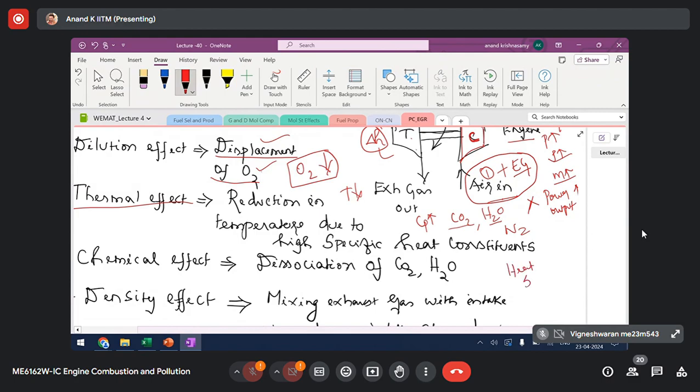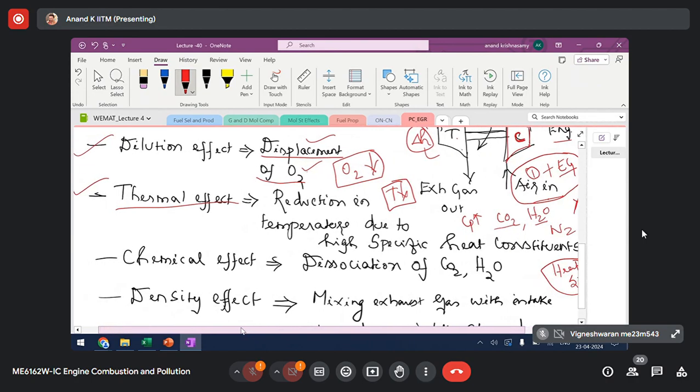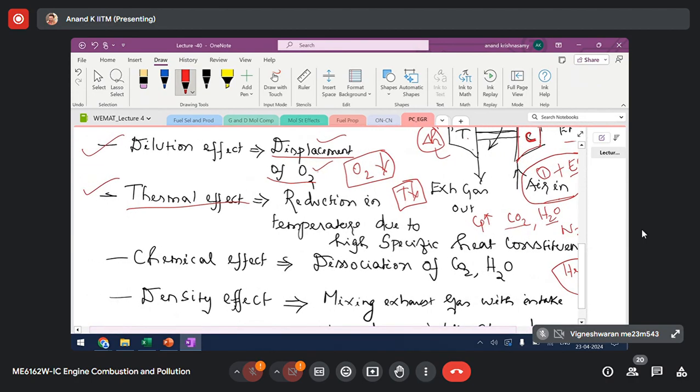You know the thermodynamic meaning of heat sink. A sink is something that absorbs thermal energy and doesn't allow the system temperature to rise. So having a high specific heat component will result in a drop in temperature because of the heat sink effect. They absorb the thermal energy released during combustion and don't allow the temperature to rise. So these two are the important effects of recirculating exhaust gas: the drop in oxygen and the drop in temperature, due to the dilution effect and the thermal effect.